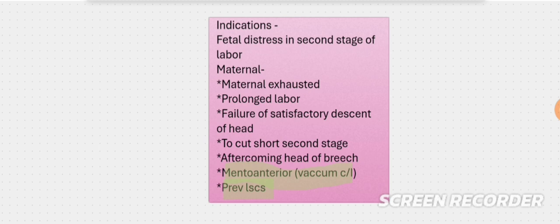Another is after-coming head of breech. Then there are two indications you have to remember, which are the special ones, like mento-anterior. Why? Because vacuum is contraindicated in face presentation and previous LSCS. So these are all the indications.